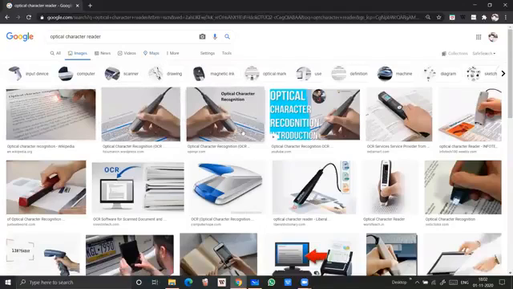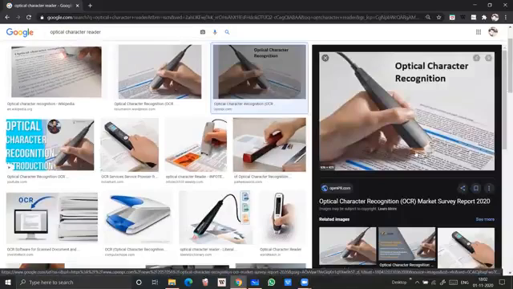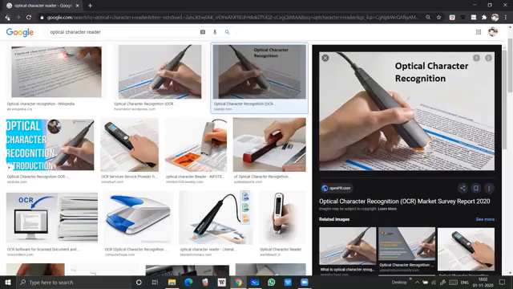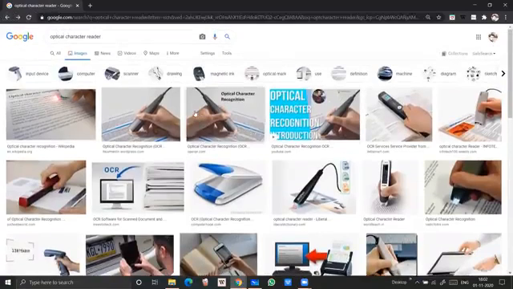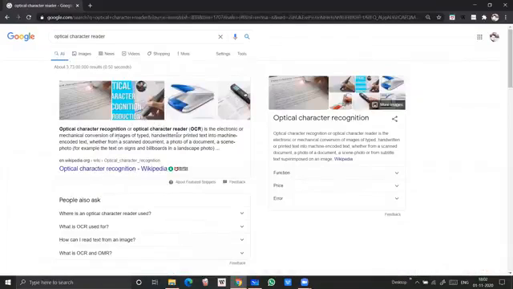Next, the optical character reader. See how the characters are getting read by this device. It is also an input device of character recognition. When you want to read certain characters with the help of this device, we use optical character recognition. Optical character recognition or optical character reader is the electronic or mechanical conversion of images of typed, handwritten or printed text into machine-encoded text, whether from a scanned document, a photo of a document, or a scene photo, for example, the text on signs and billboards in a landscape photo.